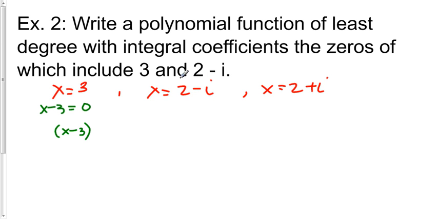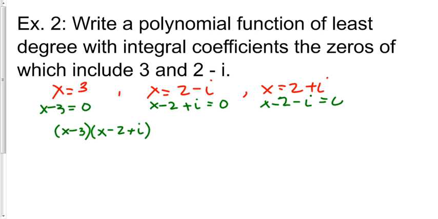If I set this middle one equal to 0, I'm going to subtract 2 and add i to set it equal to 0. So that means x minus 2 plus i is a factor. And if I set this last one equal to 0, I'm going to subtract 2 and subtract i to get it set equal to 0. So x minus 2 minus i is my last factor.